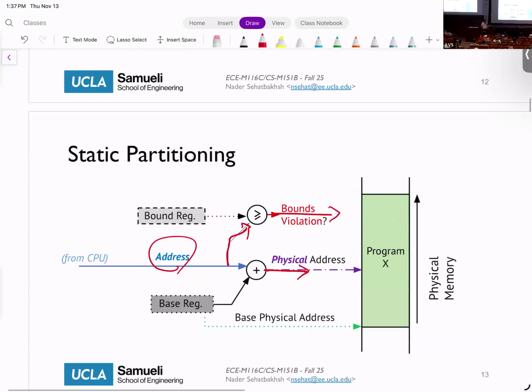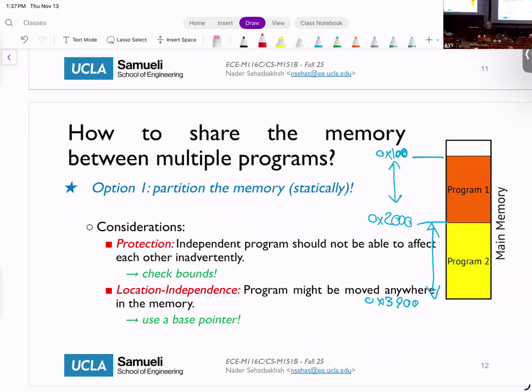Yeah, for now, I'm assuming it's static, so I know exactly how many programs I have in my memory. So I know the values of all the bounds and all the bases. Okay. But later you're going to see what will happen if I now introduce a new program. What should I do?